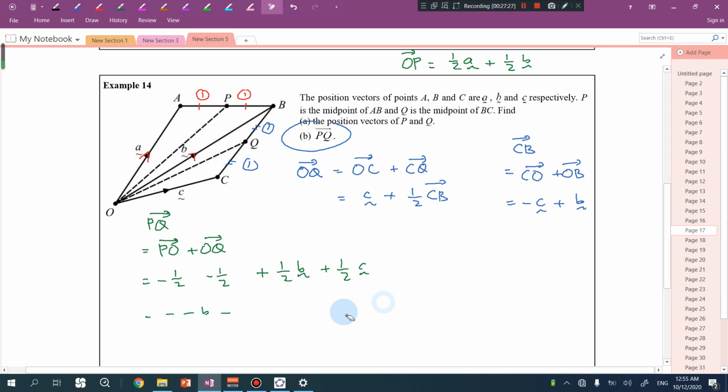Let me erase the whole line first. Negative 1 over 2a, okay. Negative 1 over 2b, right? Now, this is negative 1 over 2b, this is positive 1 over 2b. Eventually, these two will cancel out. So the final answer will be negative 1 over 2a plus 1 over 2c. Let me check again, correct or not. Negative 1 over 2a plus 1 over 2c. Yes, so this is the answer for PQ.